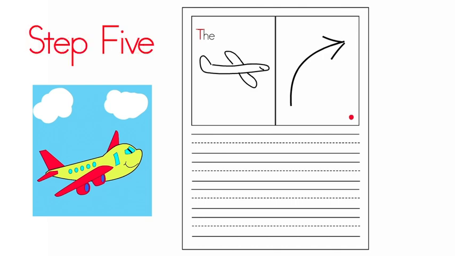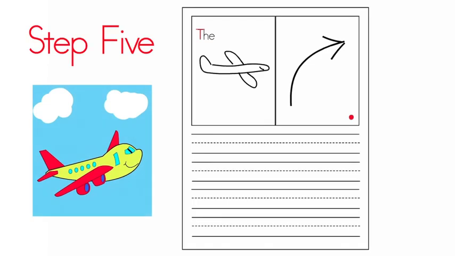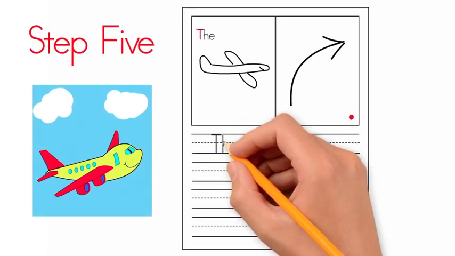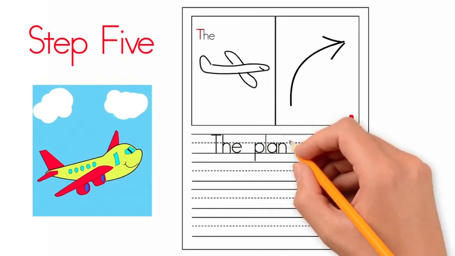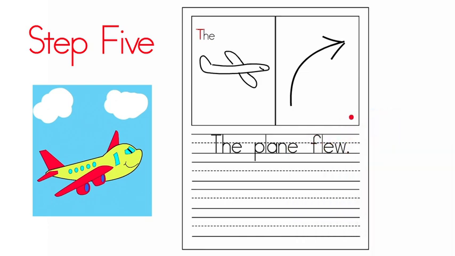Step 5. Now it's time to write the sentence. You've planned. You've talked. Now it's time to write. Please remember, if you have the skills, then you write it. If you are still learning the skills, then a helper writes it for you. Say the words as you write. The plane flew. Very good.